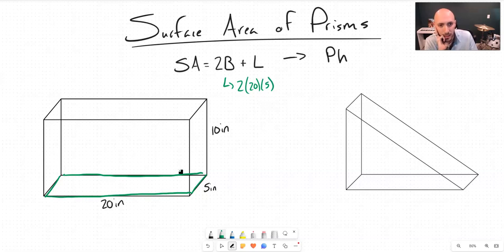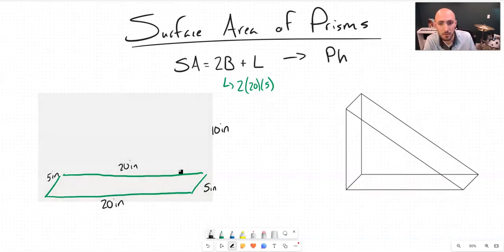My lateral area is the perimeter of the base times the height. Well, my height is 10 inches here. My height is 10 inches. And so then I just have to multiply 10 by the perimeter of the base. Okay, so the perimeter of the base is just the sum of all the sides. So we've got 2 sides that are 20 and 2 sides that are 5 inches.